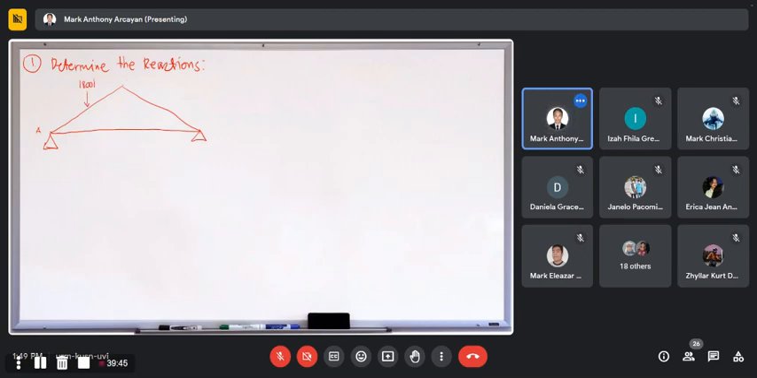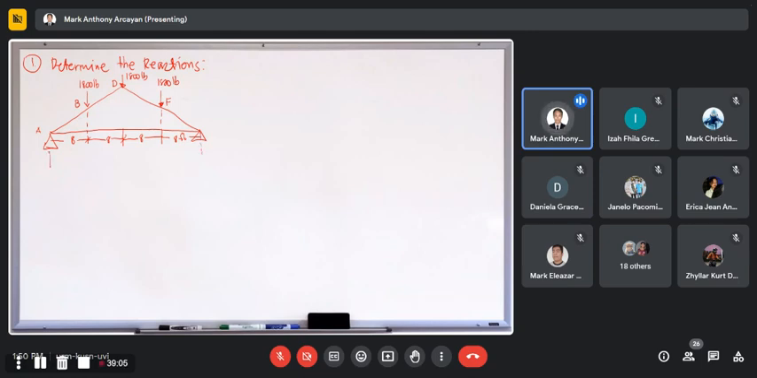1,800 pounds. Then in the middle also, this is also 1,800 pounds. Then here at F, 1,800 pounds also. So this is F, this one is D, this one is B. Okay. The dimension here, this is 8 feet. Then this is also 8 feet. Then this is 8 feet. Then this one is 8 feet.